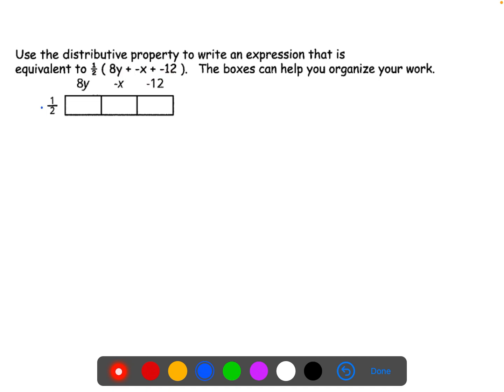Okay, remember that we're taking 1/2 times each of these three parts of the length. So we're taking 1/2 of 8y's. That's the same as the last example, so that's going to give 4y's. Now we're taking half of a negative x, a negative 1x. Multiplying one positive and one negative gives us a negative 1/2 x. And then the same with the negative 12. Half of negative 12 is negative 6.